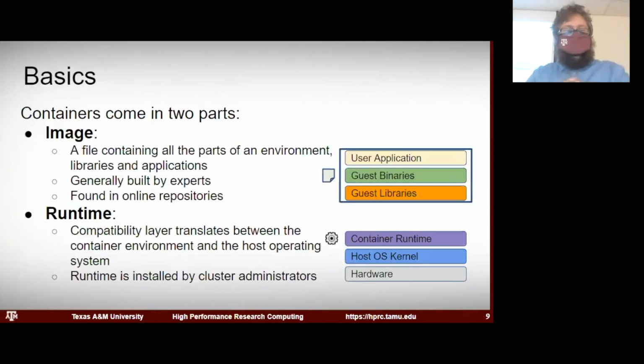So let's talk about those features. A container comes in two parts. The image is the part of the container that you build, and it is all of the parts of the environment, the libraries, and the applications. I said you build. What I really meant was experts build these. You don't build these. If you were going to build an environment, you would have just installed it on your own machine. The point of a container is that it's supposed to make your life easier.